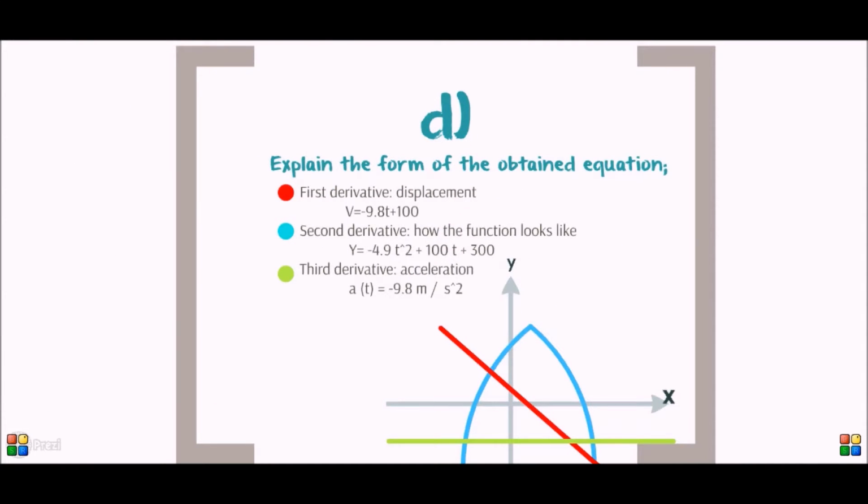For letter D, we have to explain the graph lines, in which the first derivative is represented in red color and represents the displacement. The second is in blue and represents how the function looks. And the third derivative is acceleration, which represents acceleration.